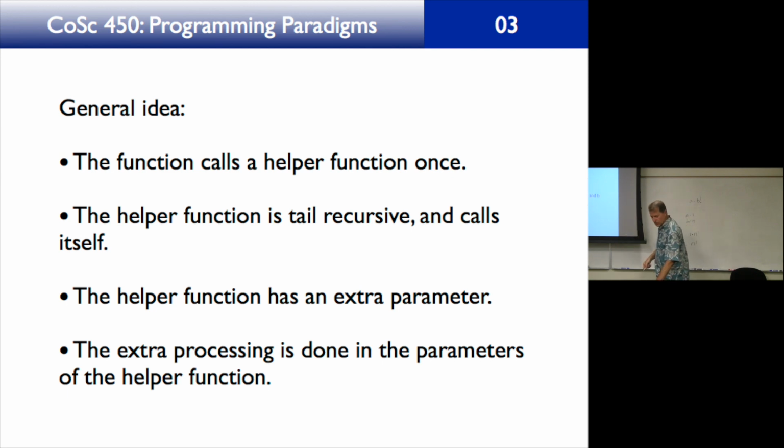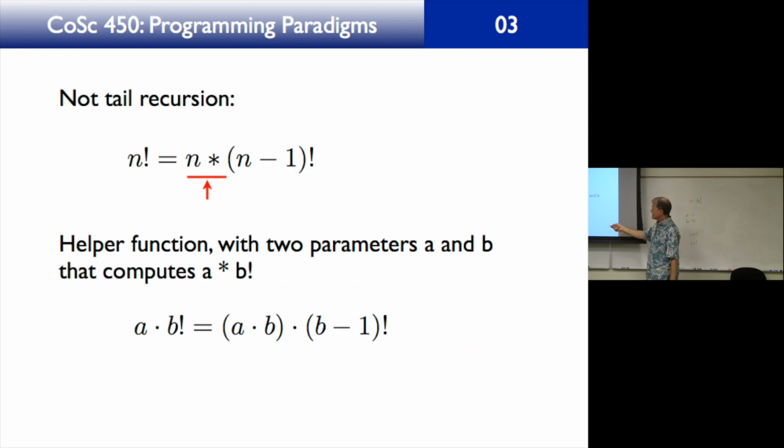See? So look. In this particular example up here, this is the recursive call. After the recursive call, it multiplies it by n. But now with this one, this whole thing is the one recursive call. You see the difference? I'm trying to get you to see conceptually before we dive into the code. Conceptually, no processing has to be done after the recursive call, because what it computes is a times b factorial.